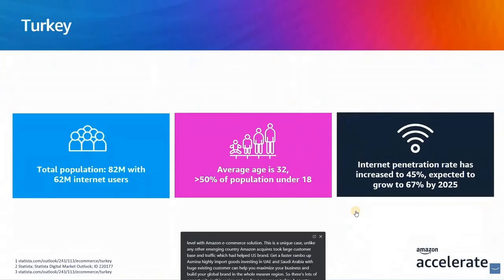A country with a population of 82 million, very comparable to the size of Germany at 83 million, yet a much younger average age at 32 years old. And over half of the population is under the age of 18. There has been a strong growth rate of internet penetration, and it is expected to grow to 67% within the next 4 years. What you might not know is that Turkey leads the world in tea consumption per capita, with a consumption of approximately 7 pounds per year. With that, Turkish customers love to buy tea glasses, mugs, and of course, tea itself.